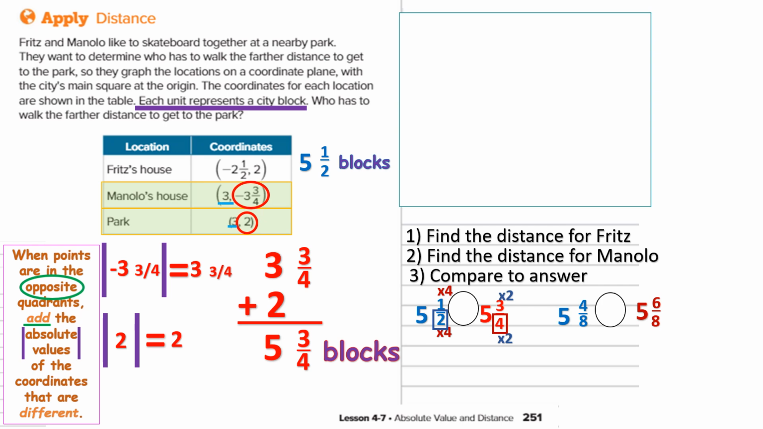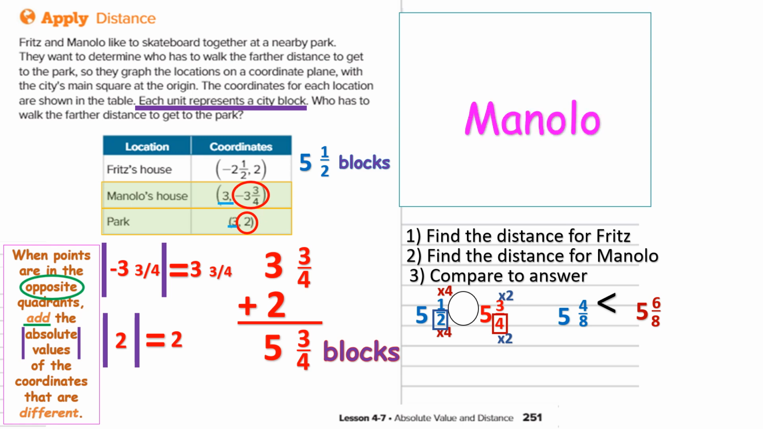Can I compare fractions with the same denominator? I sure can. I have the same whole number. I have the same denominator of 8. So now I have to determine which is smaller, the 4 or the 6, because the arrow always points to the smallest number. The 4 is smaller, right?